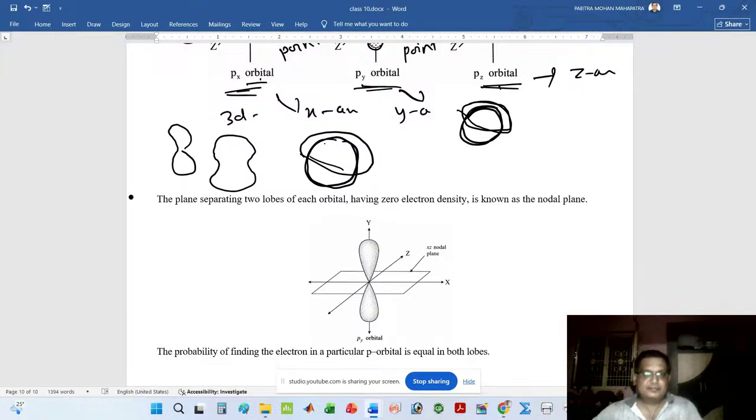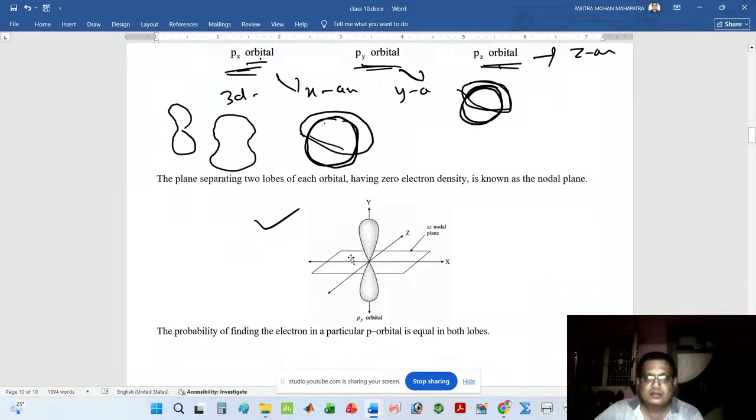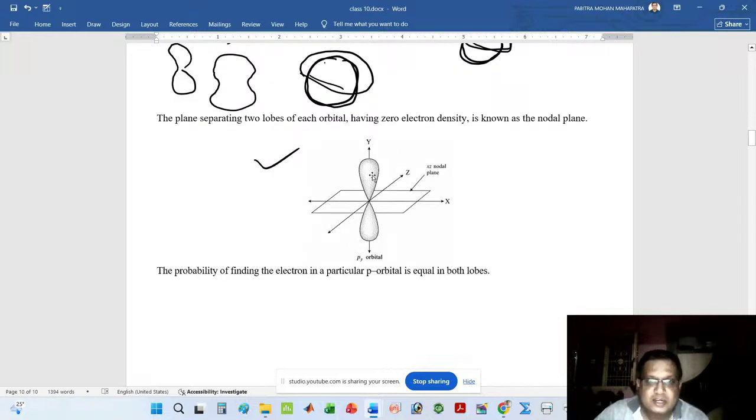Look at this diagram. This is your suitable diagram. Look at that. This is your py orbital. This is your x-axis. This is your y-axis. This is your z-axis. This is the first lobe, one lobe. This is the upper lobe. This is the lower lobe. These two lobes are present in the y-axis. Clear?